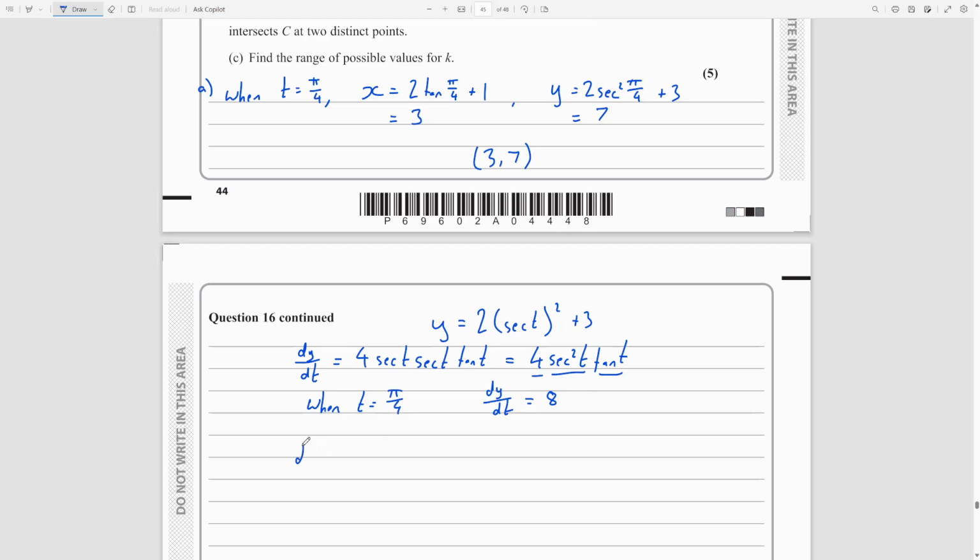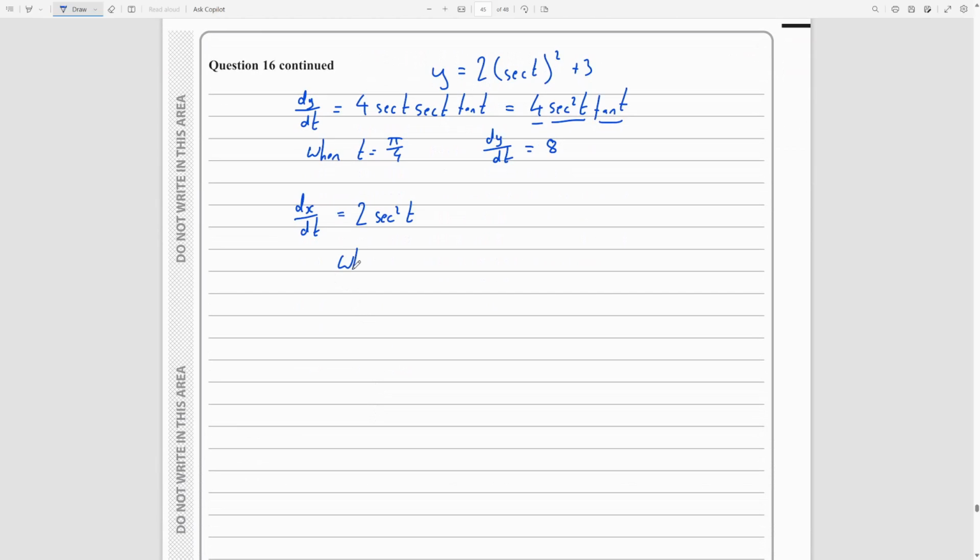Now I'll do the same for the x's. So dx by dt, I'm differentiating 2 tan t plus 1, so that's 2 sec squared t. And then I can say when t equals pi over 4, dx by dt is, and I've already worked this out a bunch of times and yet I still can't remember what the answer is, sec squared of pi over 4 is 2. So 2 sec squared t is 4.